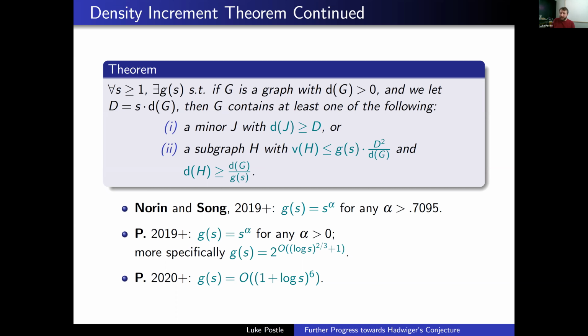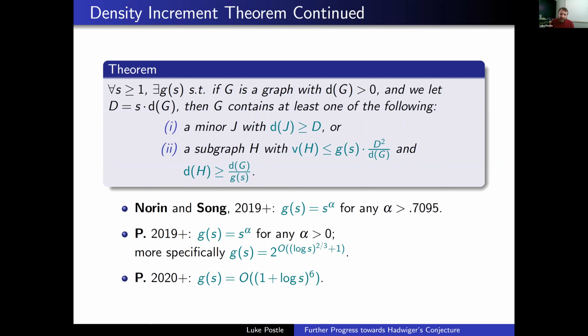So currently the bottleneck for Hadwiger's is right here. It's just improving this function, and I don't know what the answer is there. It could be, certainly log S seems like an option. Maybe it could even be some constant. So we don't know what maybe the lower bound is. Not that there won't be other bottlenecks, but this is the current bottleneck.